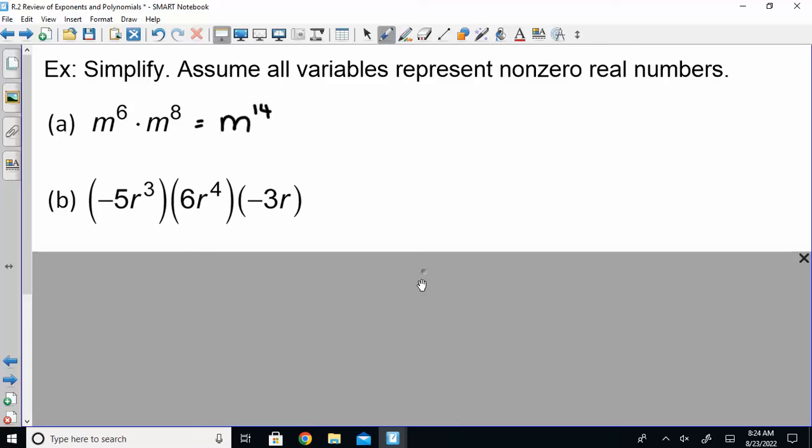So here, when we multiply, we can do that in any order. So we could go through and multiply all of these numbers together. If you're rusty, you're welcome to grab a calculator, but I think we can do it. What's negative 5 times 6? Negative 30. And then negative 30 times negative 3. Okay, what would I do with my r's? What if I just have this r here? What's my exponent? 1. So 3 plus 4 plus 1. So 90 r to the 8.